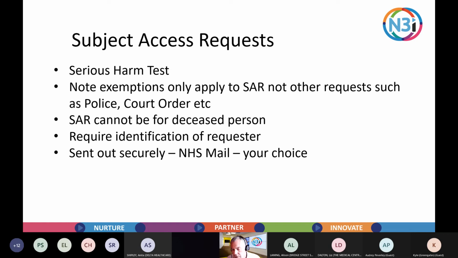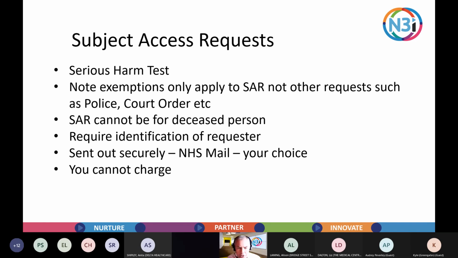But that's your choice. If you want to print it out, you can print it out. If you want to require the person to come in and sign for it or whatever, however you want to do it, that's your choice. You're responsible for ensuring that you have the identification of the requester and that it gets securely delivered to them. But as I say, if you require them to come in and do an ID check at the time, that is down to you.